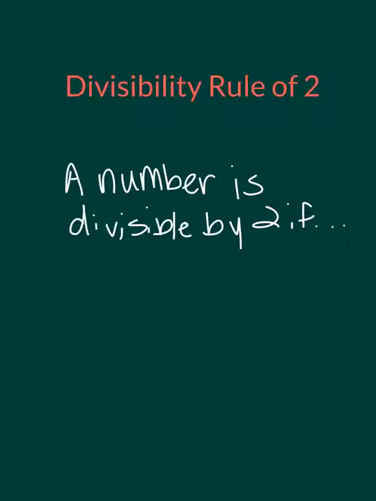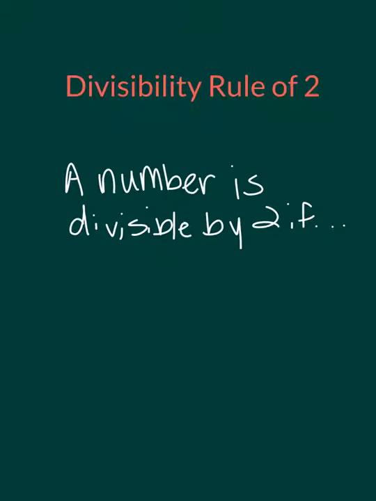In this screencast, we are going to talk about the divisibility rule of 2. This is a pretty easy divisibility rule in that you only need to remember one thing in order to know if a number can be divided by 2. So you'll see on the screen that I have the starting sentence, a number is divisible by 2 if.